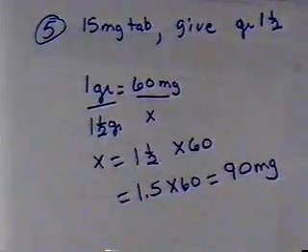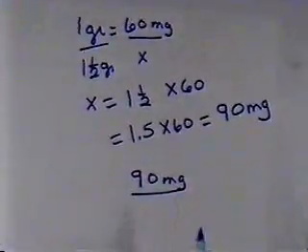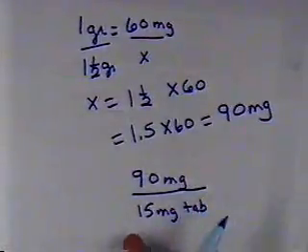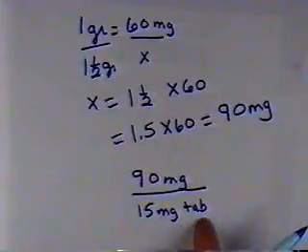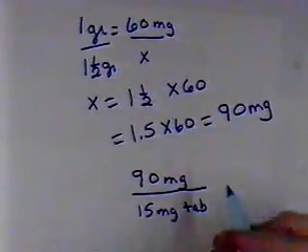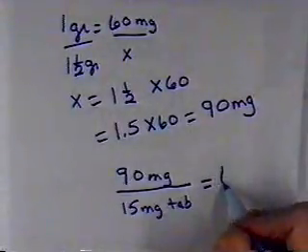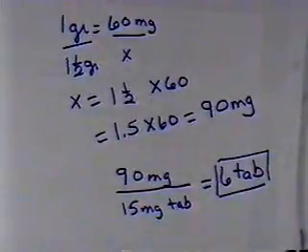So now that I've done the conversion, I'm going to take 90 milligrams divided by 15 milligram tablets. And I can't tell you how many times I see people miss the problem because they won't write the word tab. If you write the word tab every time, you're not going to miss the problem. You're going to know tab goes on bottom. So how many tablets am I going to give? 6. 6 tablets.